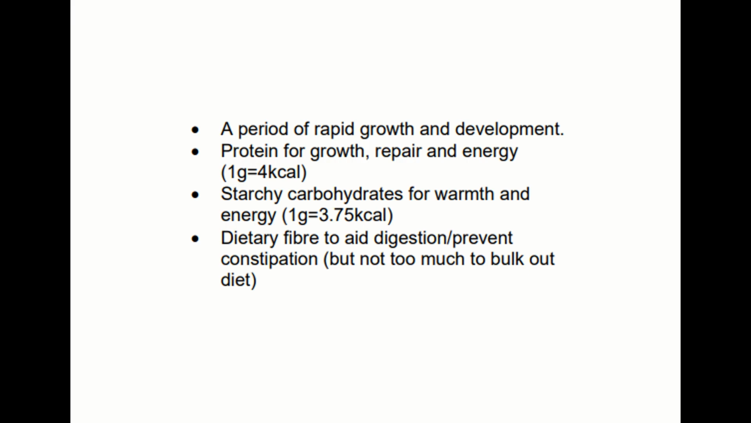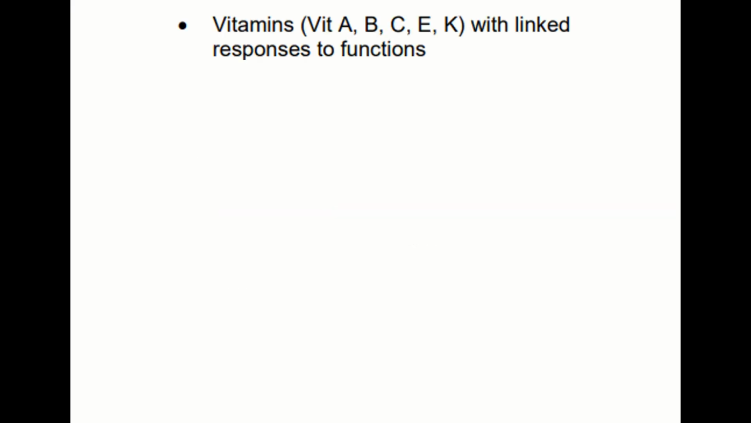And dietary fibre to aid digestion, prevent constipation. You don't want too much of this though, because it could bulk out the diet and fill a child up with one type of nutrients when actually they need quite a lot of nutrients to meet their nutritional needs. Next, vitamins, in particular A, B, C, E and K, and it says here with linked responses to function, so it's important that you don't just write a vitamin, you need to write what that vitamin does.